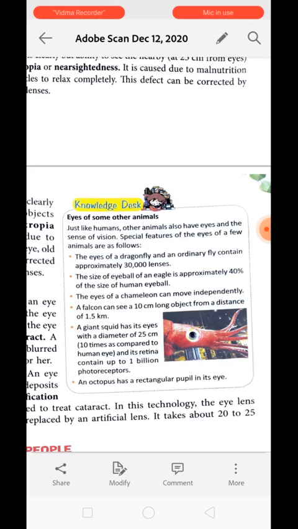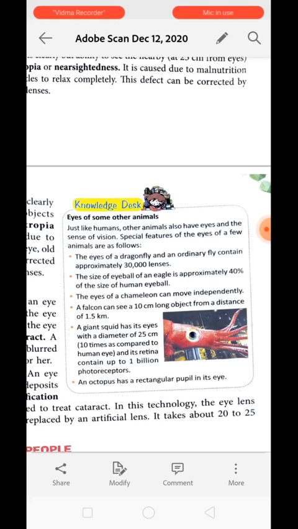Okay, next, the size of the eyeball of an eagle is approximately 40% more than the size of the human eyeball. You have already seen the eyeball of the human, whereas the eagle's eye is approximately 40% bigger. The eye of a chameleon can move independently in all directions to protect them and to give them a better view of all their surroundings.